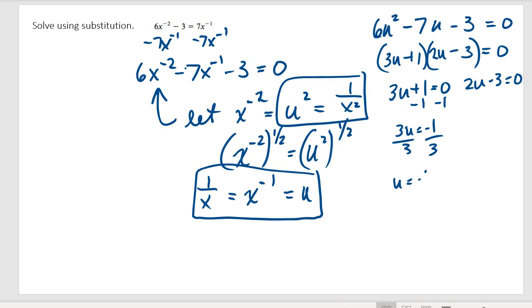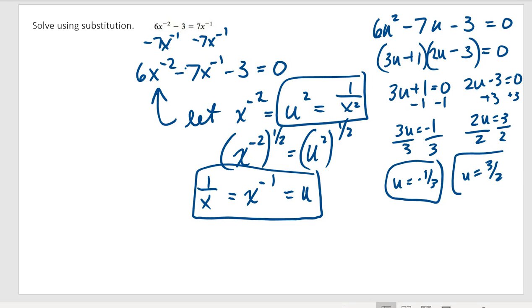And I'll get u is equal to -1/3. And u is equal to 3/2. But you're not done yet, because you want it in terms of x. So we're going to reverse substitute our earlier substitution. So earlier we said that x to the -1 was equal to u. Now we're going to say u is equal to x to the negative 1.